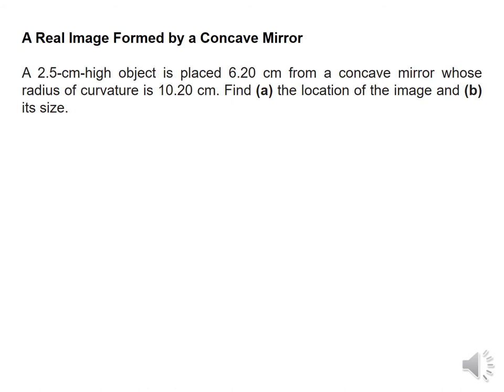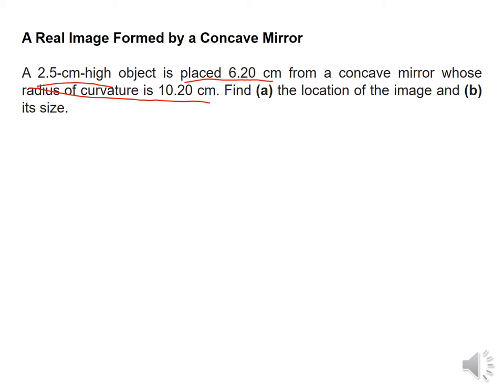So this is an example about a concave mirror in which we will be using the mirror equation. In this problem, we have a 2.5 centimeter object, so this is the height of the object, and that is placed 6.2 centimeter from a concave mirror. So we also have the given distance of the object. The radius of curvature is also given, which is R, equal to 10.20 centimeter. We are asked to get the location of the image and its size.